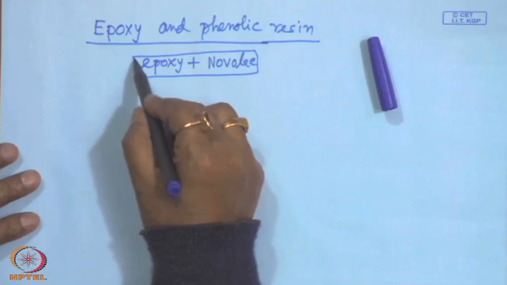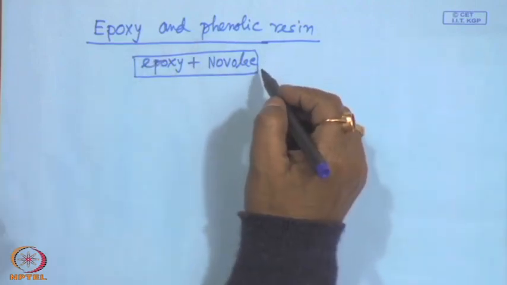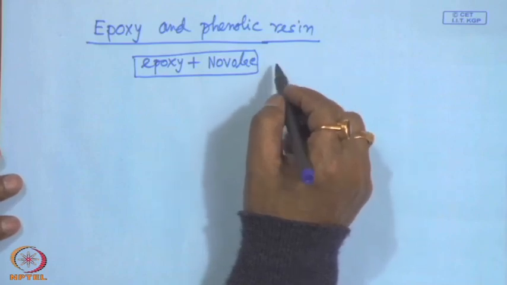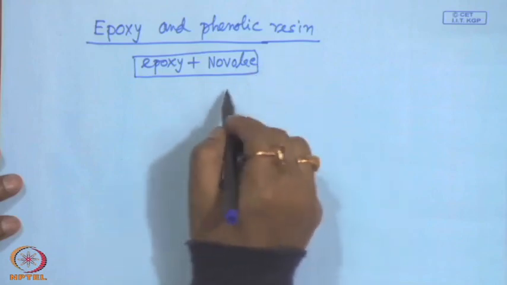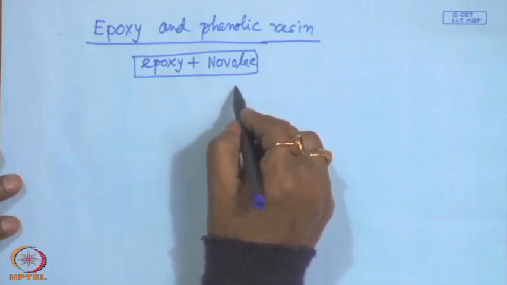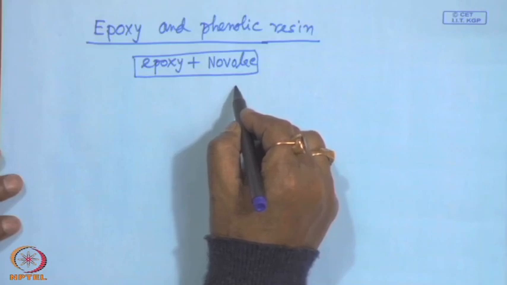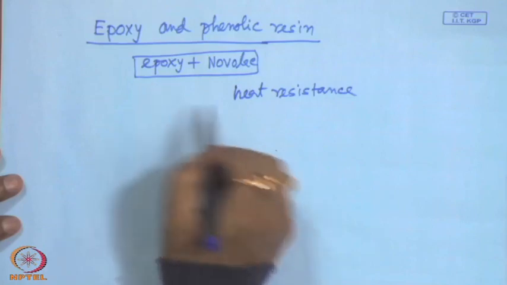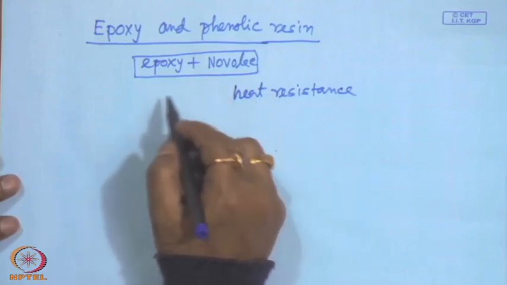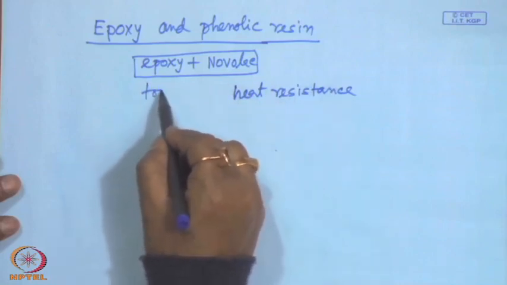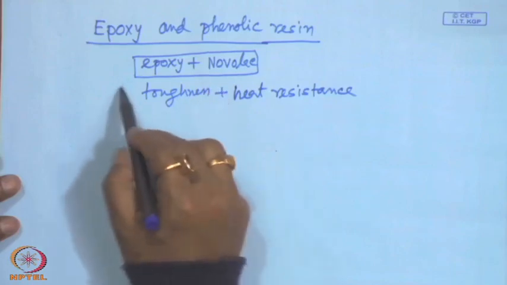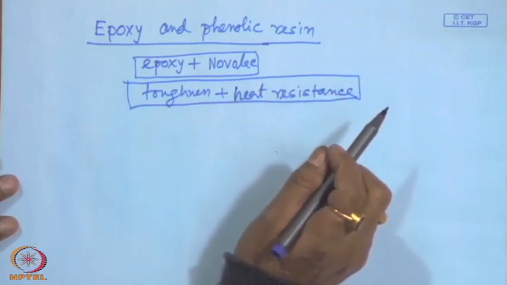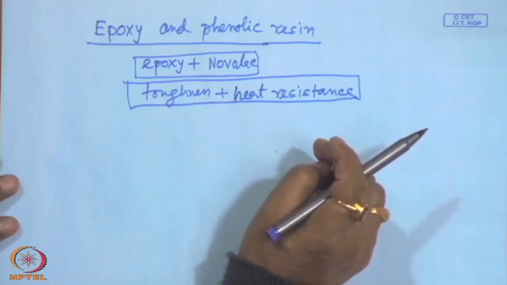Now, this combination gives very good curing characteristics, curing properties, and cross link density, leading to stronger composites. This Novolac resin, phenol formaldehyde resin, gives thermal stability, heat resistance, etcetera, and this epoxy contributes to toughness. So, toughness, strength, thermal stability, these properties are combined in a composite made from epoxy resin and phenol formaldehyde resin in the form of Novolac.